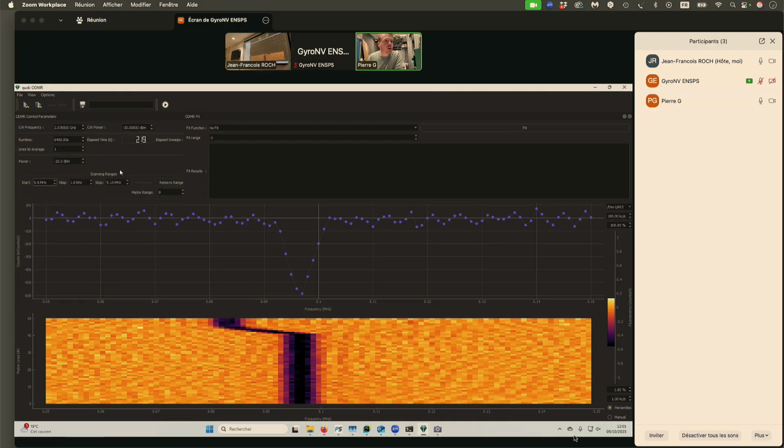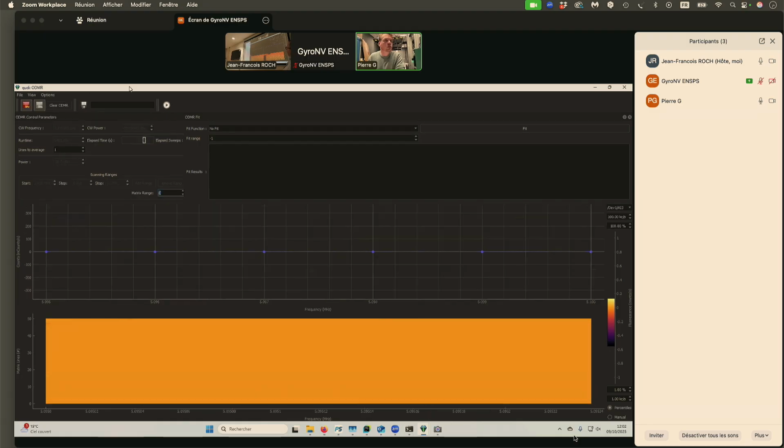Give me just a second to optimize this signal. Yes. Oops. And then we can go to the next step. Okay.